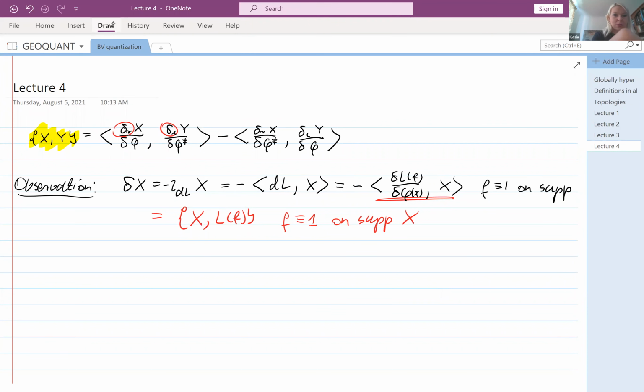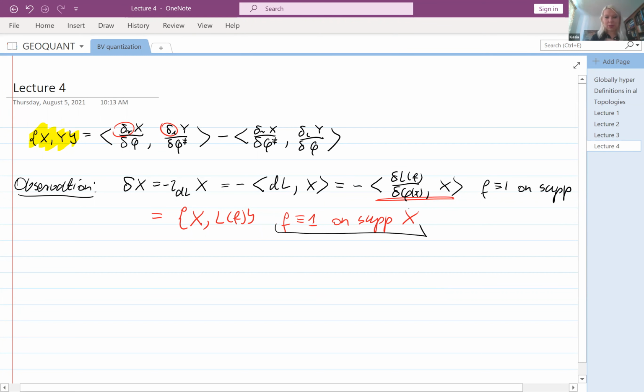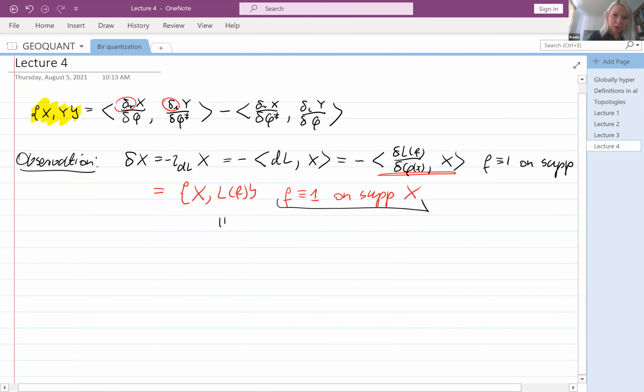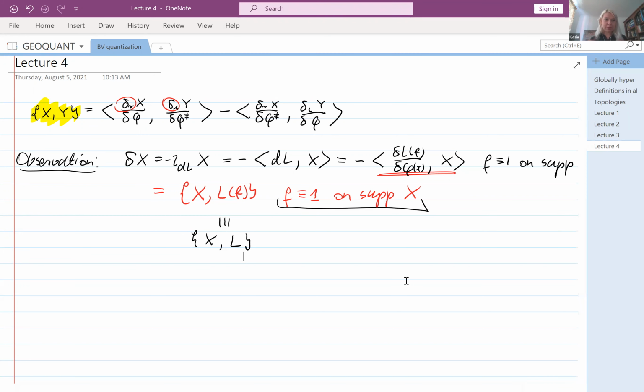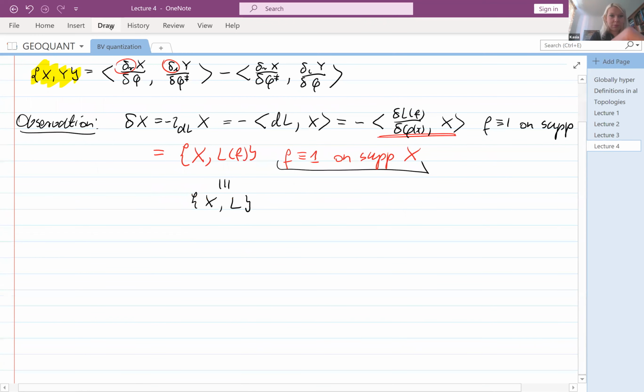And I'm just going to use a notation which kind of forgets this bit with the test function. So I'm going to typically just write the bracket of X with L, but this is to mean that I evaluate at the test function which is equal to 1 on the support of X. So that's for future reference. And this is very nice because instead of giving the differential, I can here just give this Lagrangian. So the Lagrangian knows everything about the differential.